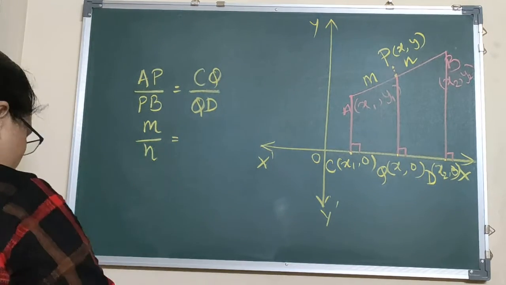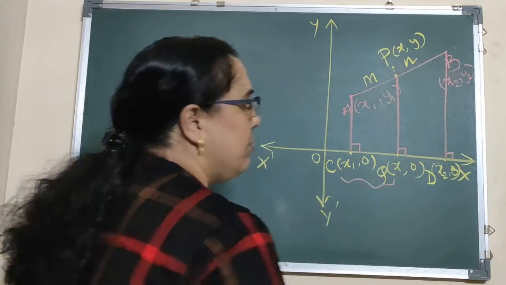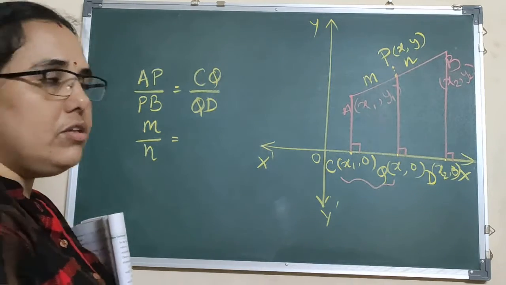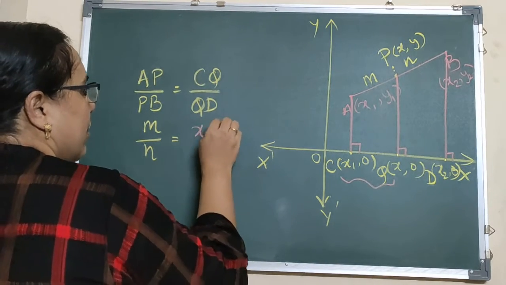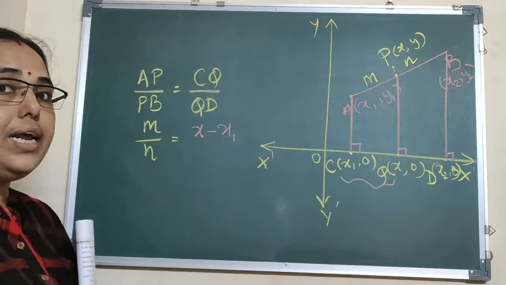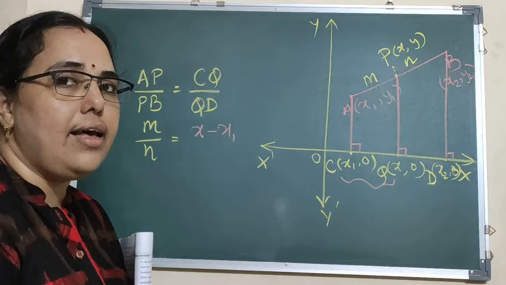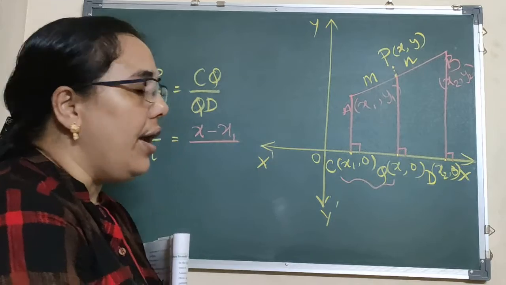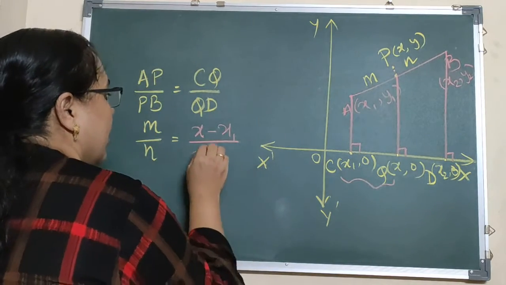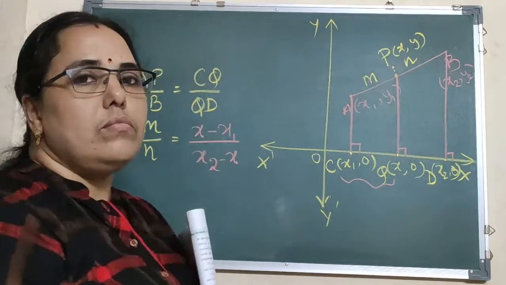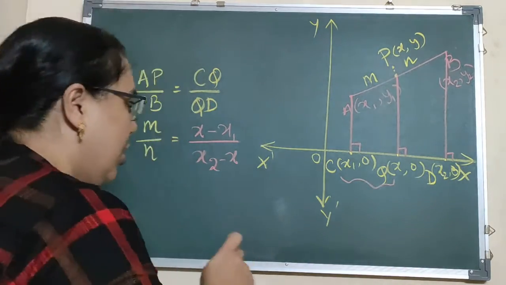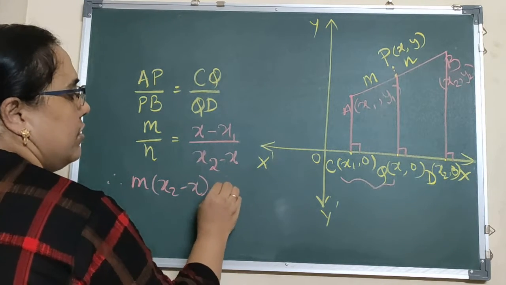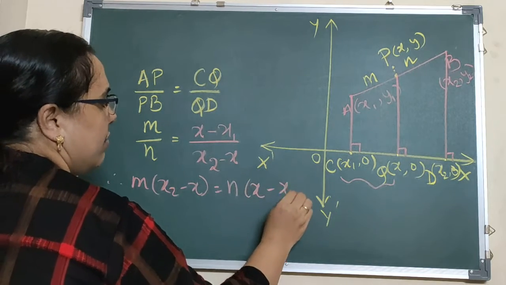What is CQ? What is distance CQ? Already the y coordinate is 0. So what is the distance CQ? It is nothing but x minus x1. Why specifically x minus x1? Because x is greater than x1. What is QD here? QD is x2 minus x. Why so again? x2 is greater than x. So therefore m into x2 minus x is equal to n into x minus x1.